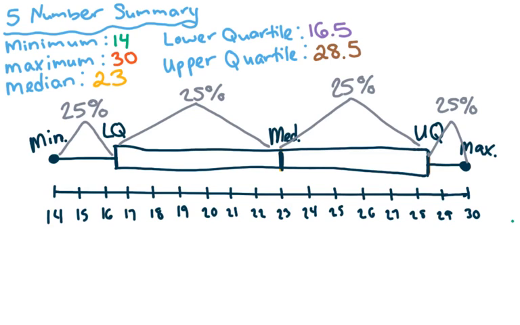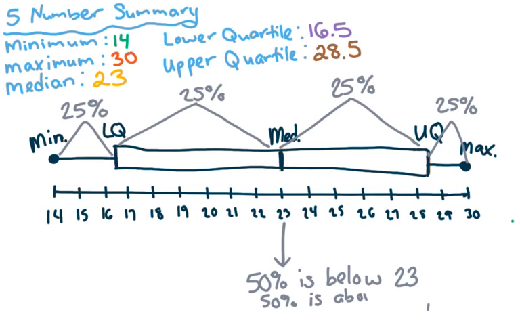Looking at our data, we can tell that half of our data, or 50%, is below 23. We can also tell that 50% is above 23. And statistically speaking, finding the center of data is very useful.